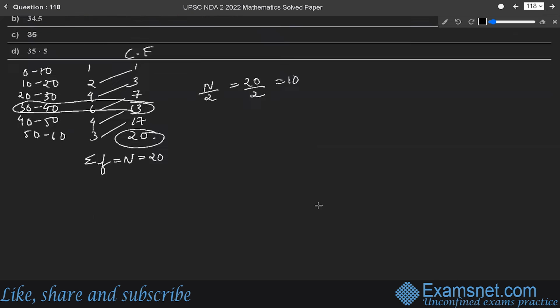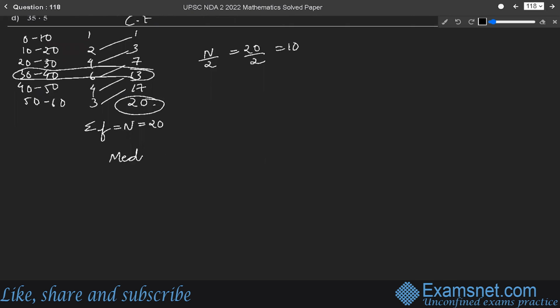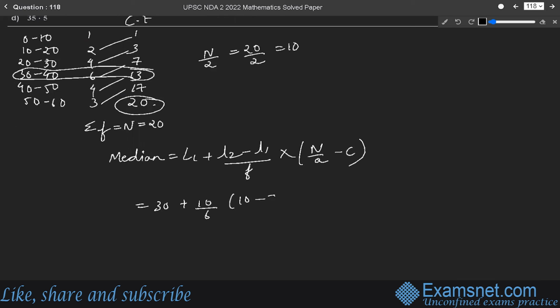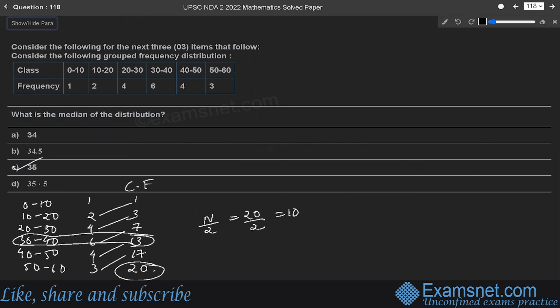Now the formula for median is L1 plus L2 minus L1 upon f into n by 2 minus c, which gives 30 plus 10 upon 6 into 10 minus 7. On further calculating, it will be 3, it will be 5. So it will be equal to 35. Now, the median for this given question is 35. So option C is correct here. I hope it is clear to you.